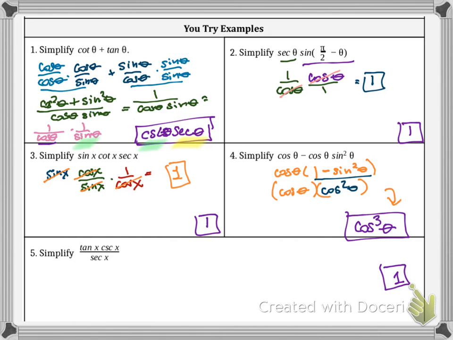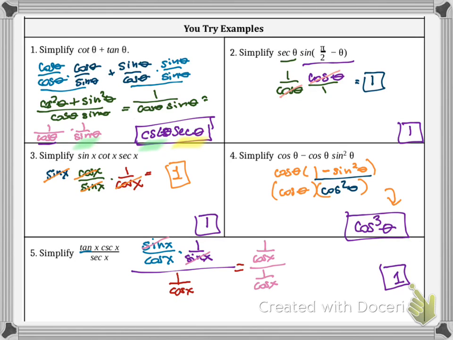This last one, we have tangent of x, cosecant of x, all over secant of x. So let's deal with the numerator first. Tangent is sine of x over cosine of x. And then our cosecant is 1 over sine of x. And then we are left with the bottom, secant of x is 1 over cosine of x. So looking at the top, first of all, we see that sine of x cancels. So we have 1 over cosine x at the top divided by 1 over cosine x.